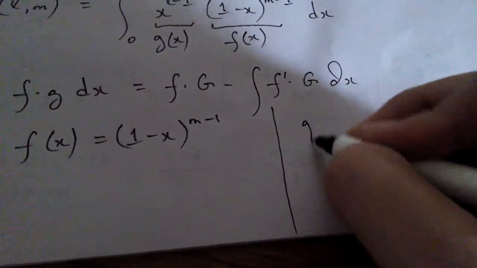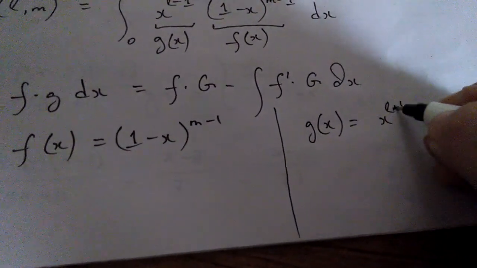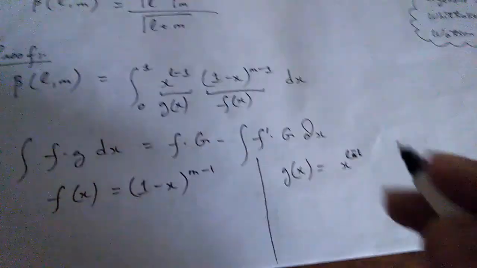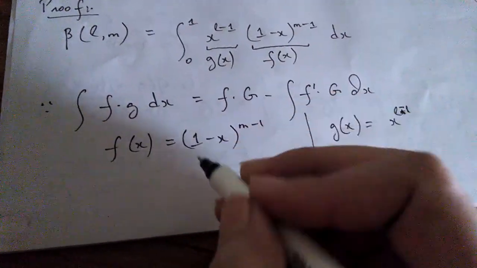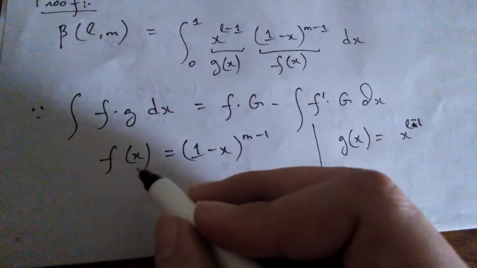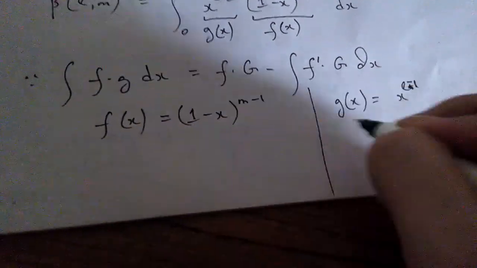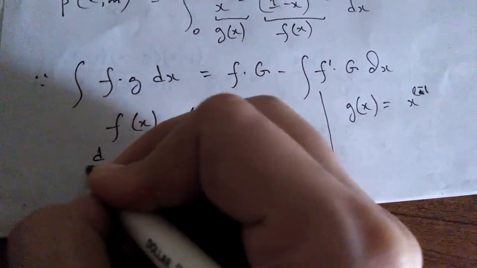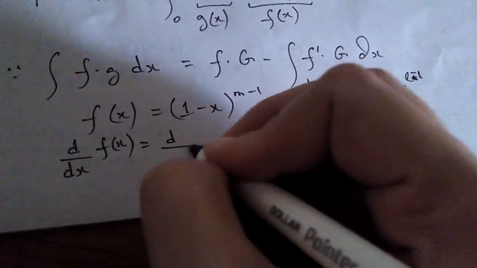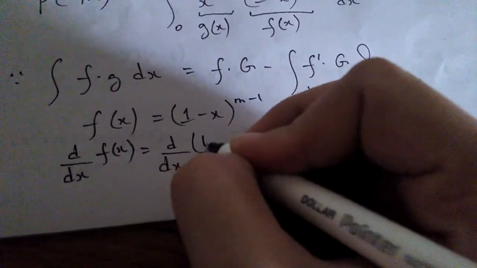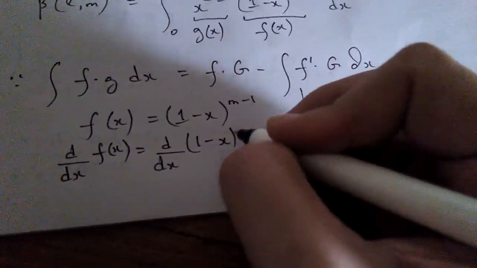And my g of x is x to the power L minus 1. Sorry, my mistake. Now over here, first of all, let's solve this. We are going to take the derivative of both sides with respect to x. So we are going to differentiate both sides with respect to x, and we are going to apply the conventional formula of the derivative of x to the n, which is n times x to the power n minus 1.